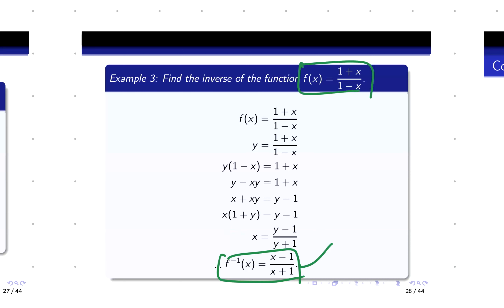So with those 3 examples, you can go over them or you can try them yourself to master the process if this is new to you. That's how to find the inverse of a function.